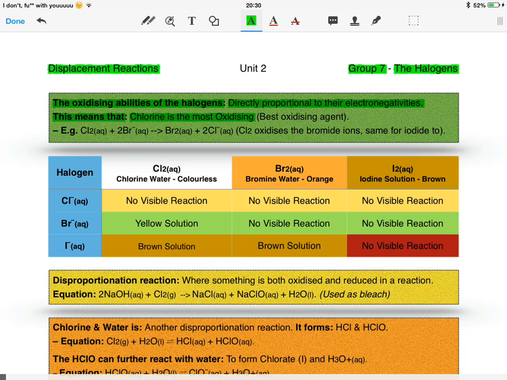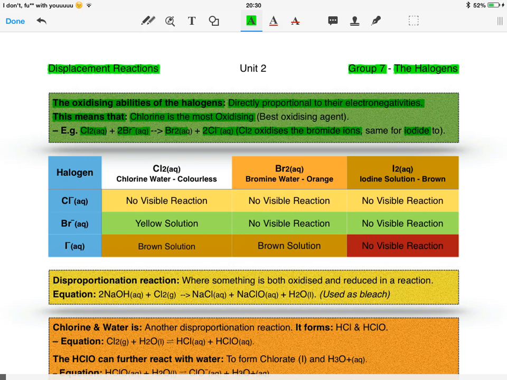So for example, chlorine will react with bromide, it will displace the bromide to be oxidized, therefore producing bromine and 2 moles of chloride. And this is because the chlorine oxidizes the bromide ions, and this is the same for iodide. This can be seen graphically in the table below.